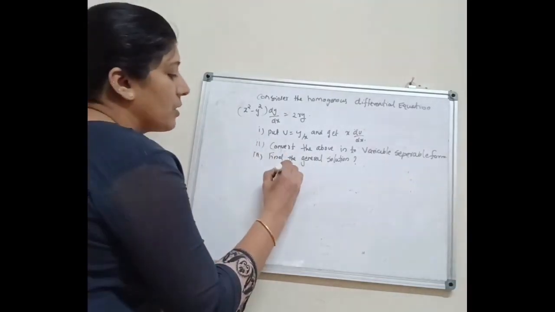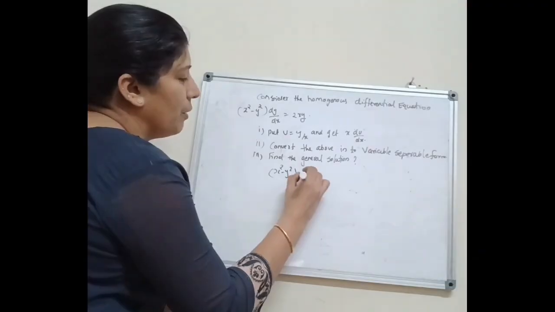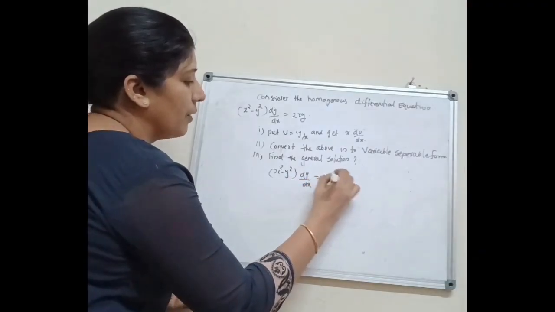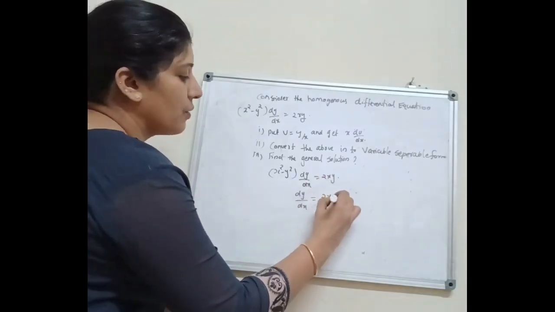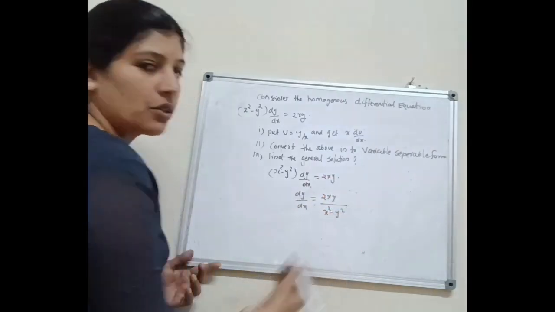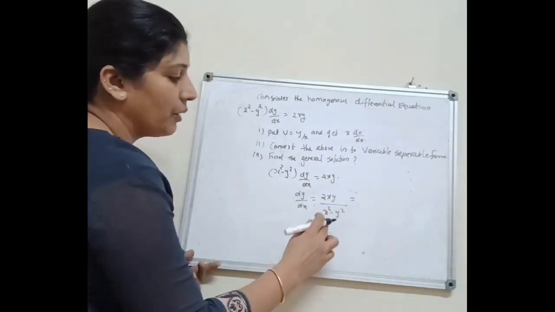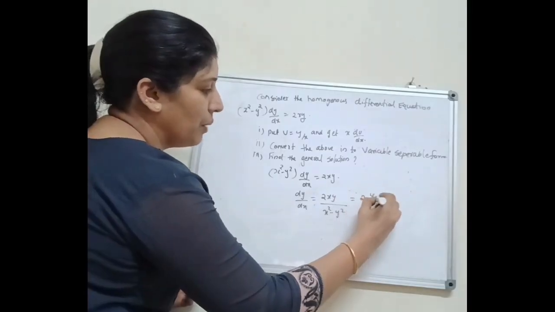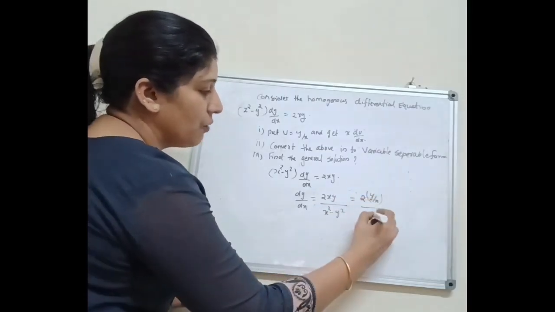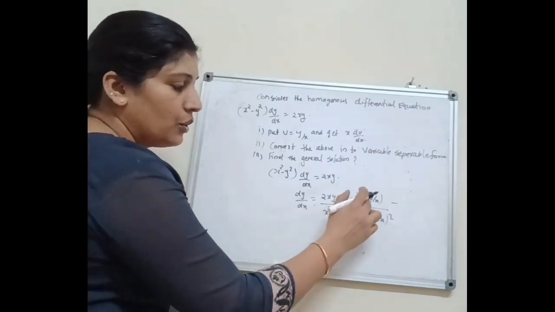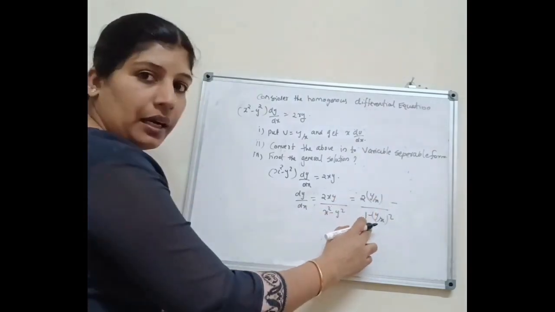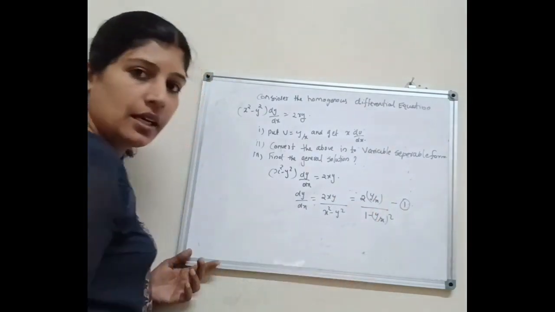First, (x² − y²) dy/dx = 2xy. Therefore, dy/dx = 2xy/(x² − y²). Dividing throughout by x², the numerator is 2(y/x) and the denominator is 1 − (y/x)². That is, dy/dx = 2(y/x)/(1 − (y/x)²). This is the homogeneous differential equation.